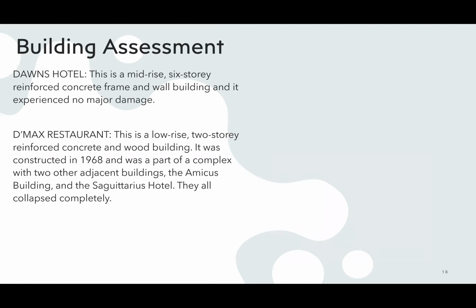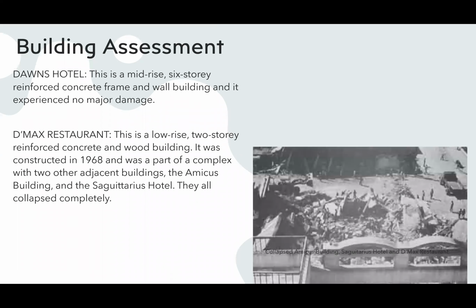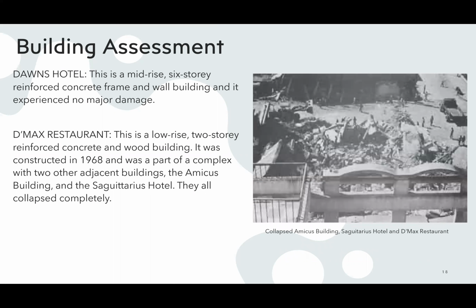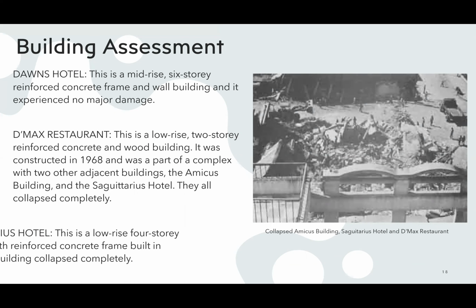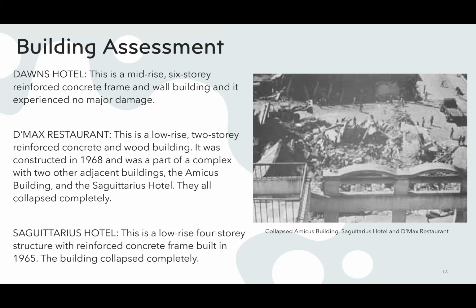D Max Restaurant. This is a low-rise 2-story reinforced concrete and wood building. It was constructed in 1968 and was a part of a complex with 2 other adjacent buildings, the Amicus Building and the Sagittarius Hotel. Sorry about that. They all collapsed completely. The Sagittarius Hotel is a low-rise 4-story structure with a reinforced concrete frame built in 1965. The building collapsed completely. Now, the structural system used in all 3 buildings was a reinforced concrete frame.